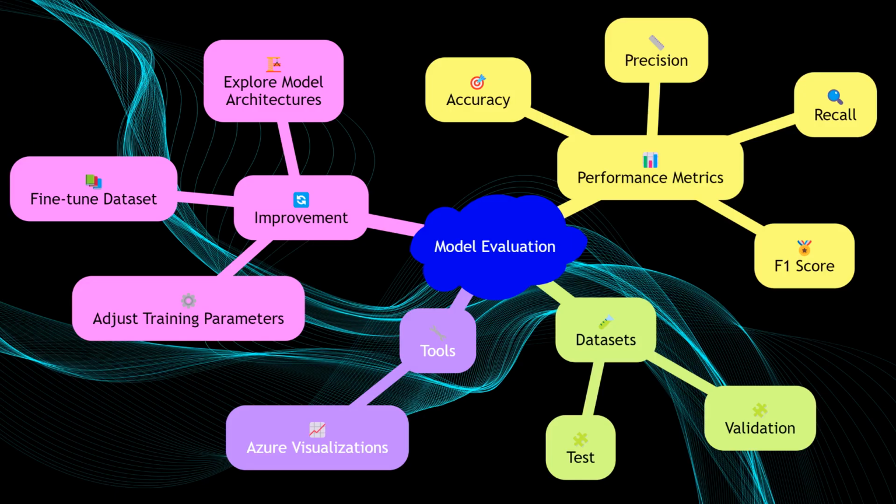After training, it's crucial to evaluate the model's performance to ensure it meets your requirements. This involves testing the model on the validation and test datasets and analyzing key metrics, such as accuracy, precision, recall, and F1 score. Azure provides tools for visualizing these metrics and identifying areas for improvement. If the model's performance is not satisfactory, you may need to adjust the training parameters, fine-tune the dataset, or explore different model architectures to achieve better results.